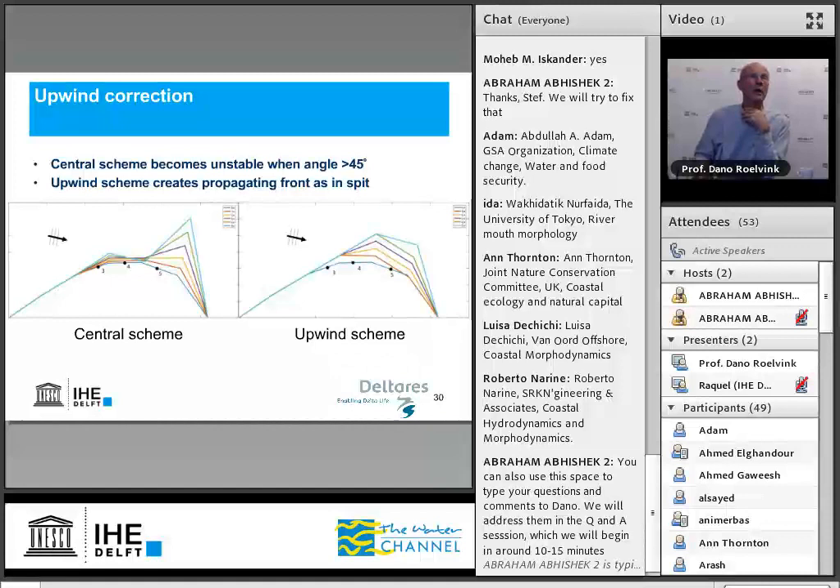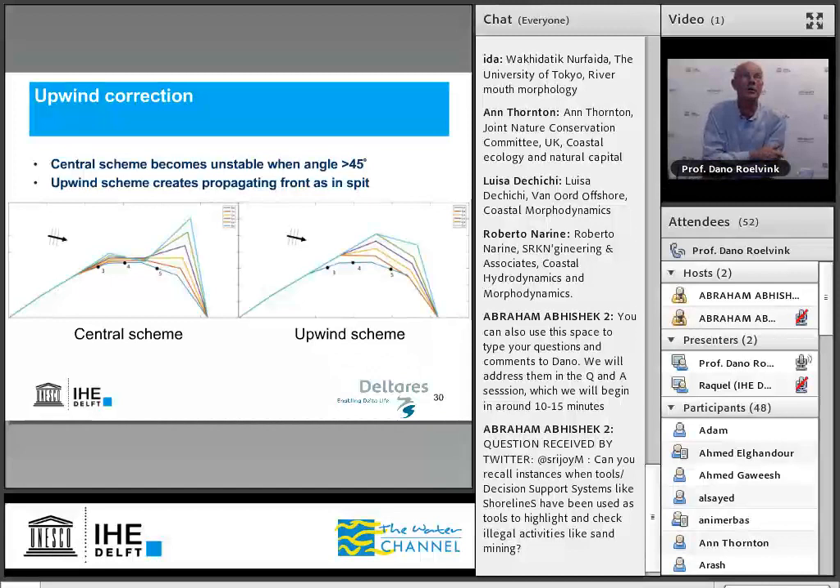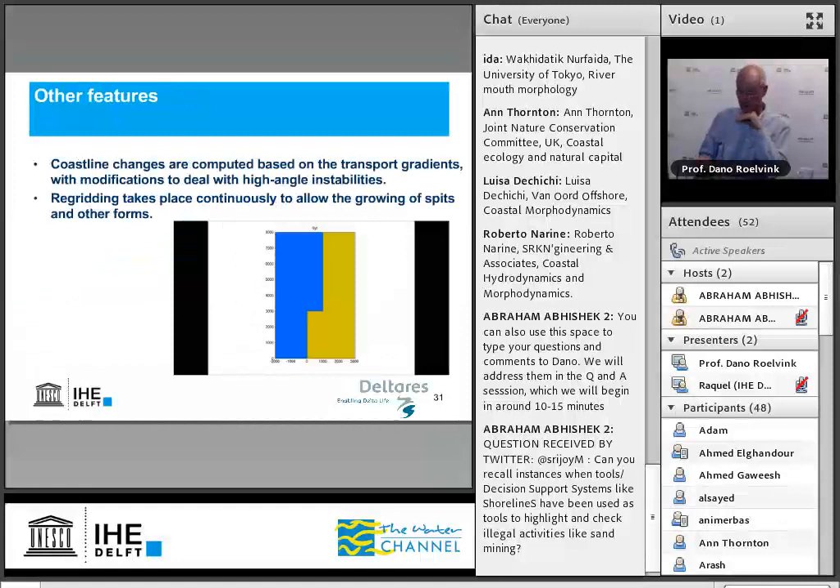And there's an important part here of the numerical scheme, that is that the central scheme will turn unstable when the wave angle gets beyond 45 degrees. Then a physical instability kicks in that will tend to create undulations or even spits. And with an upwind scheme as devised by Andrew Ashton, we can make sure that our numerical scheme can deal with this.